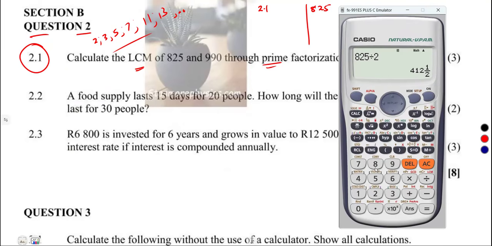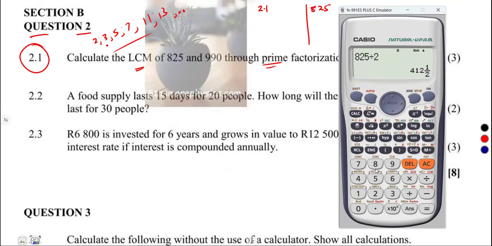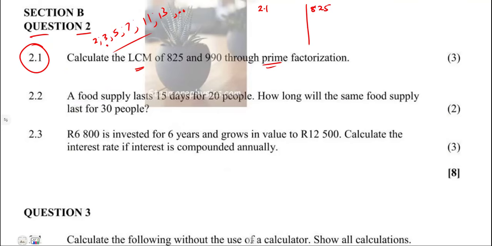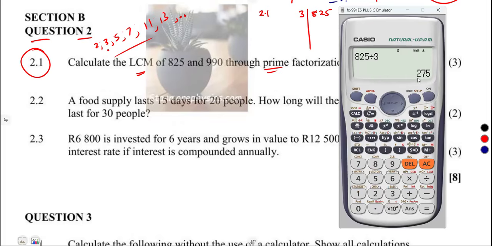All right, so let us move on to 3. 825 divided by 3, that is an exact value that we are obtaining here. So we are going to start with the smallest prime number that works, which is 3. All right, so divide by 3, we saw that it is going to give us what?